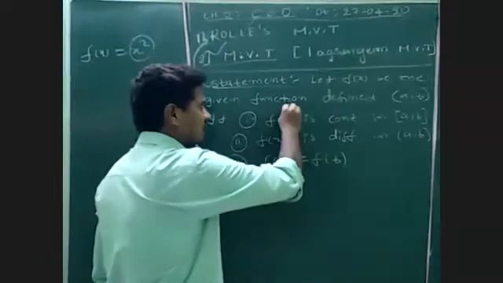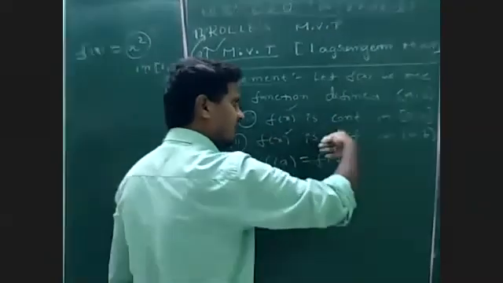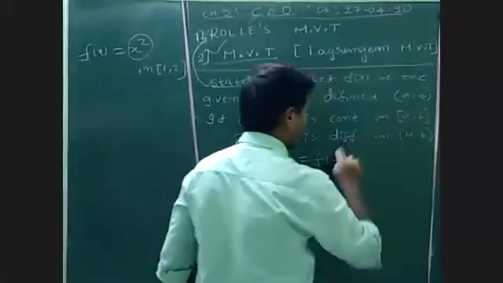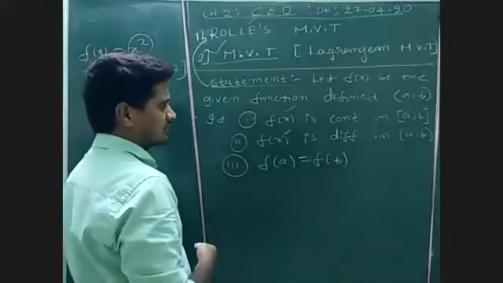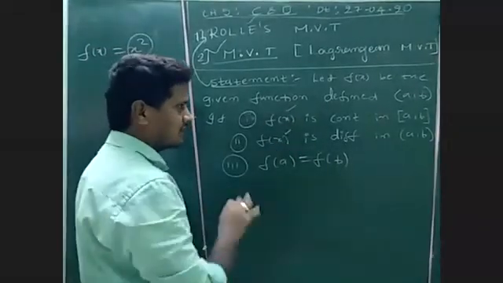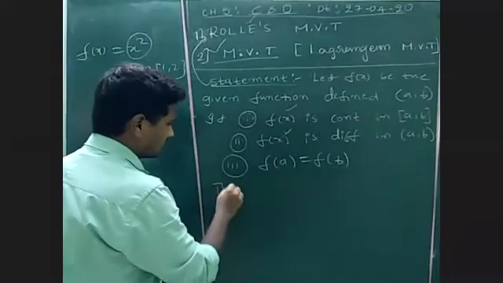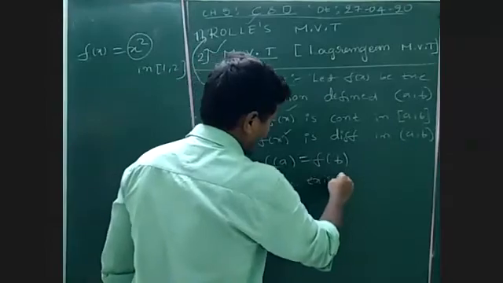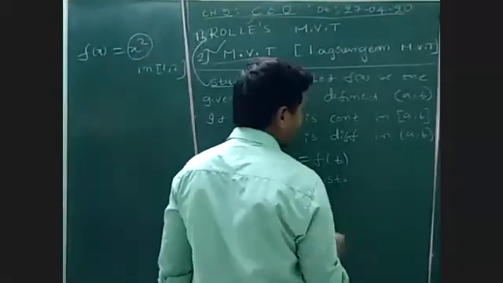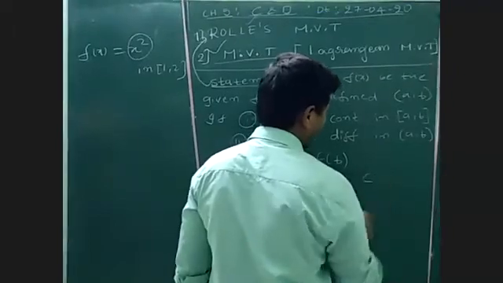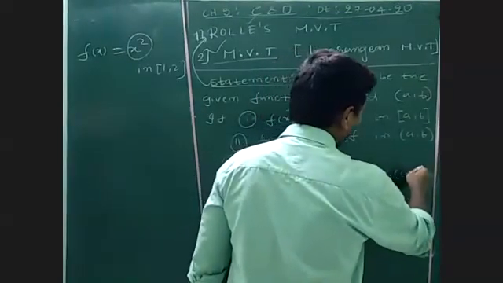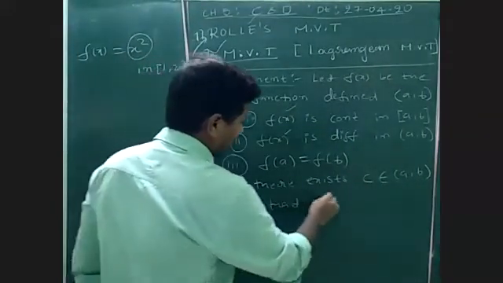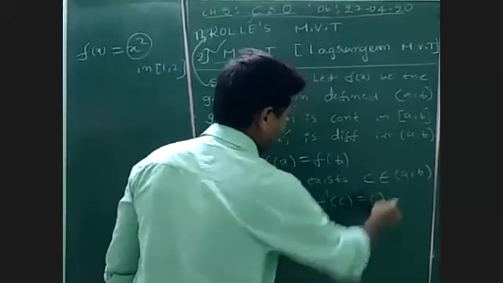Given function satisfied, it is continuous. Given function satisfied, it is differentiable. And given function also satisfied, f of a is equal to f of b. So after this, if the function satisfies these 3 conditions, then there exists one point c in the open interval a comma b such that f dash of c is equal to 0.